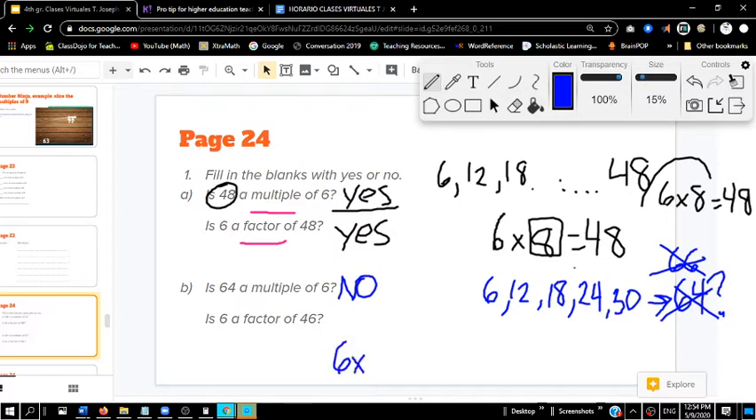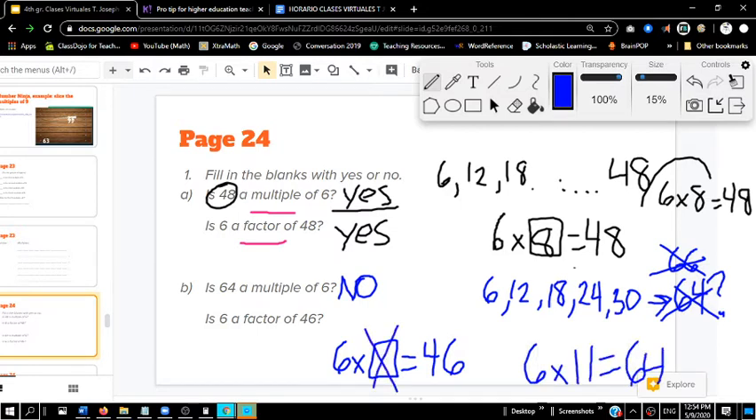6 times some number, will that give us 46? Well, we just found out that that's not correct. I know that 6 times 11 will give us 66, but no number is going to give us 46. 6 times 7 is 42. That's close enough? Kinda, but it's not the same.